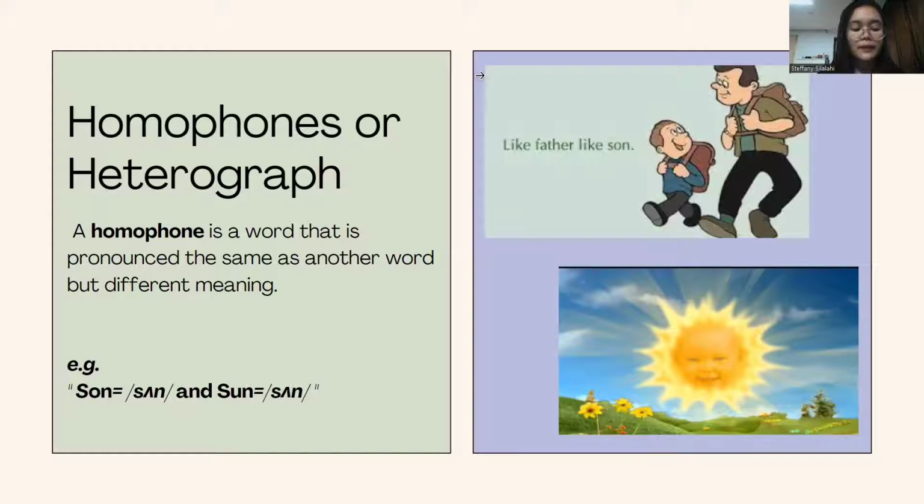Homographic examples include rose as a flower and rose as the past tense of rise, while heterographic examples include two, too, to. So in this picture, we can find the homophone: sun and son have the same sound or pronunciation but different meaning, and different writing, so they are also heterographs.